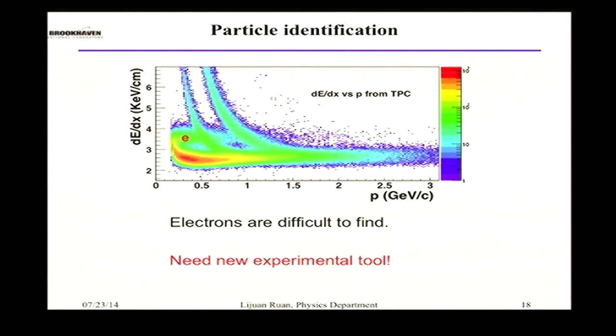From this plot, you see several bands. The electron band is here. First of all, you find electrons are really fewer compared to others. Secondly, you see that at different momentum positions, electrons are just mixed with all these other particles. For example, here around 0.2 GeV, and here about 0.6 GeV. So we can conclude electrons have a lot of contamination from others and are very difficult for us to identify, and we need a new experimental tool to do that.